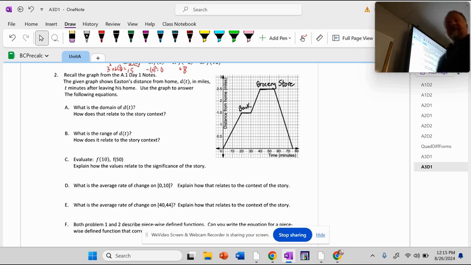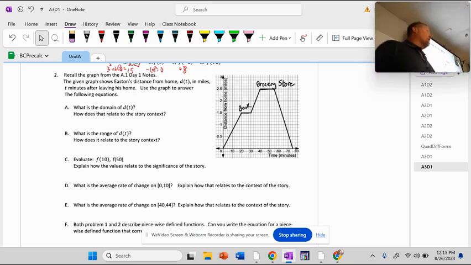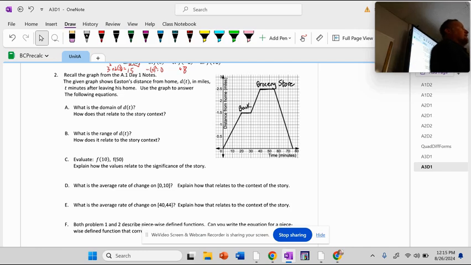By the way, this is one function, but it's in pieces. The function is Easton's distance from home over time. That is f of x. That's what I want you to understand. It's one function, how far he is away from home at a certain point in time, but it's defined by 5 different unique pieces, 5 different equations we can create.